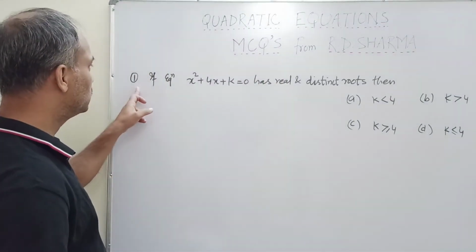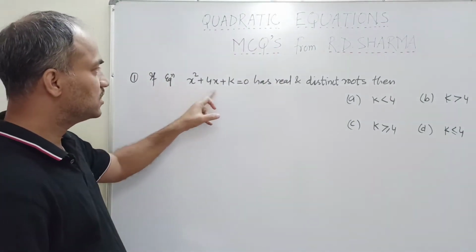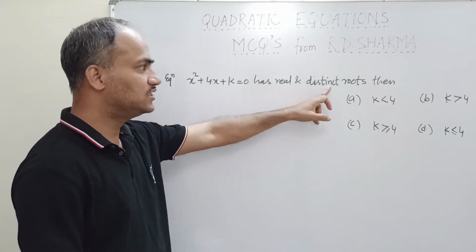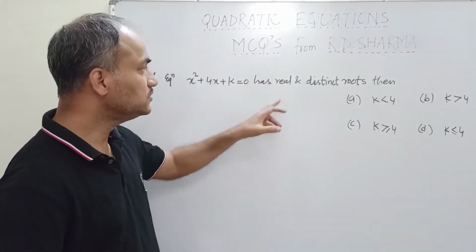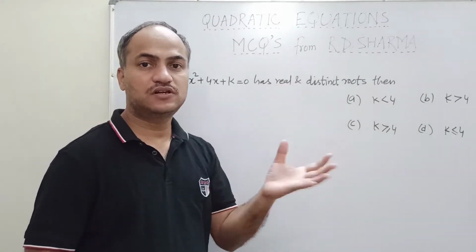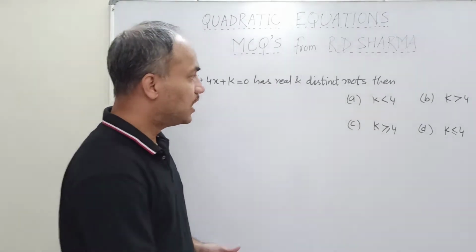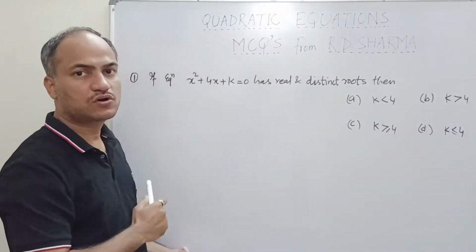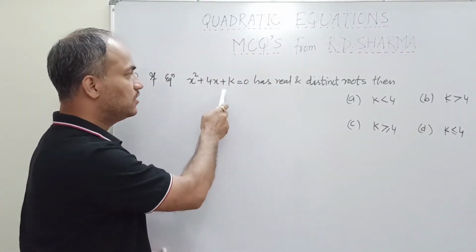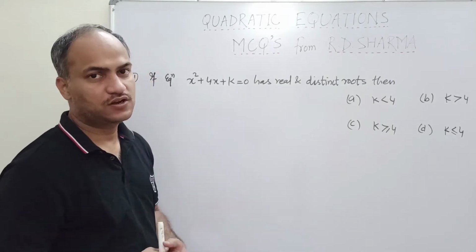Here is the first question. If this given equation has real and distinct roots, distinct means different roots. Okay, real means they have real values, real numbers, and these four options are there for the value of this unknown constant k. Okay, and we have to find what will be the values of this k.